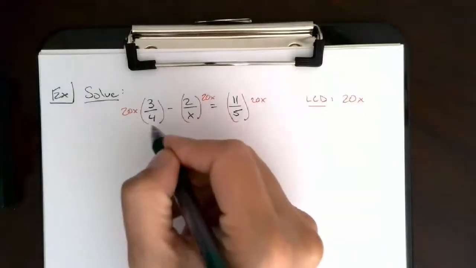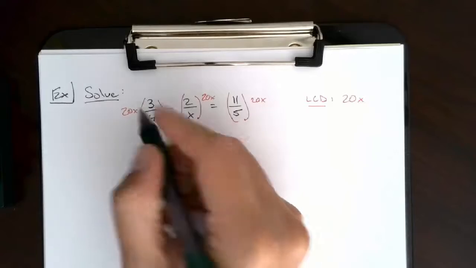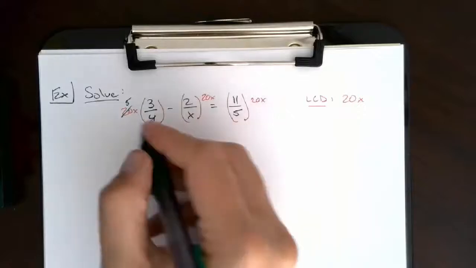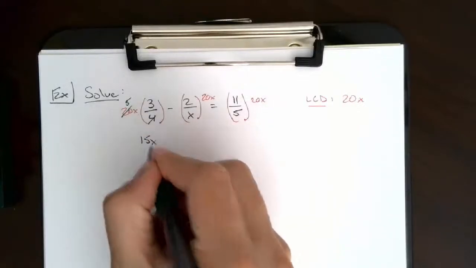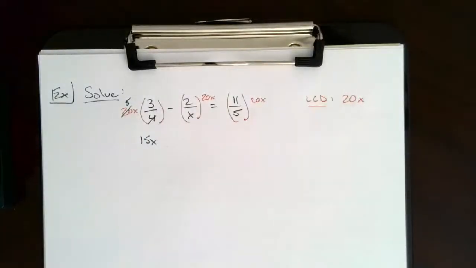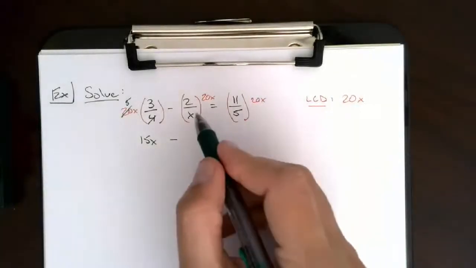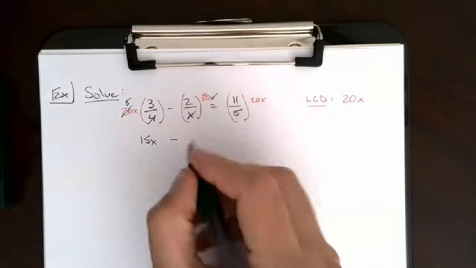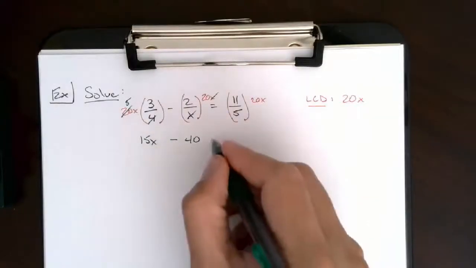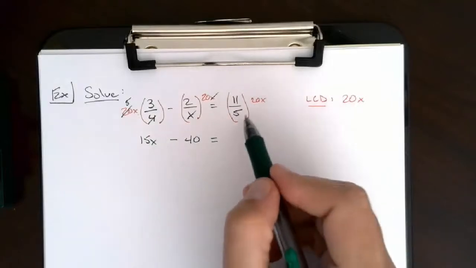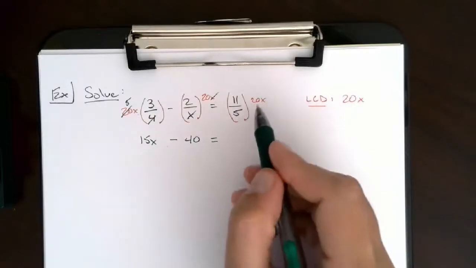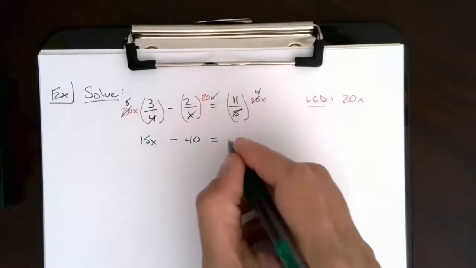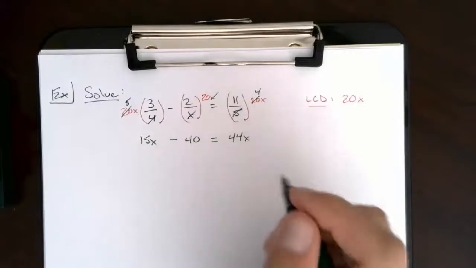So 20x, how does it cancel with the 4? Well, the 20 cancels the 4 to a 5, but the x stays, so we end up with 5x times 3, which gives 15x. Minus, here we have 20x divided by the x. The x's are going to cancel out, so I'm left with 2 times 20, so it's minus 40. And it's equal to, here we have 11/5 times 20x, so what cancels here? Well, the 20 divides by the 5 evenly to give me a 4. The x stays, so we have 4x times 11, which makes that 44x.